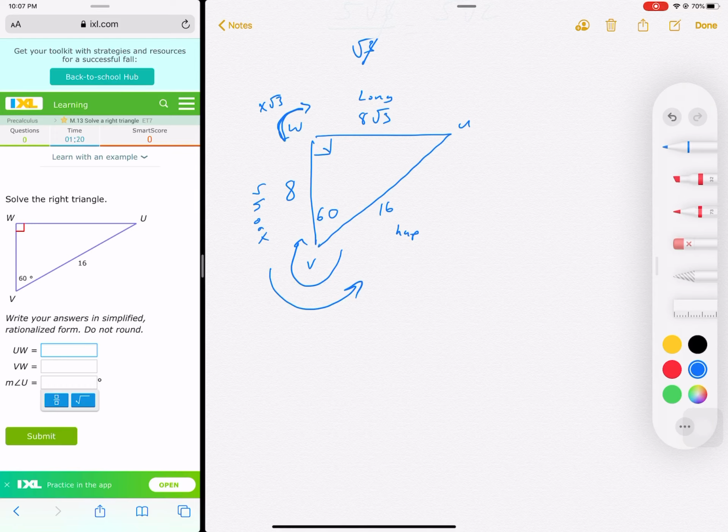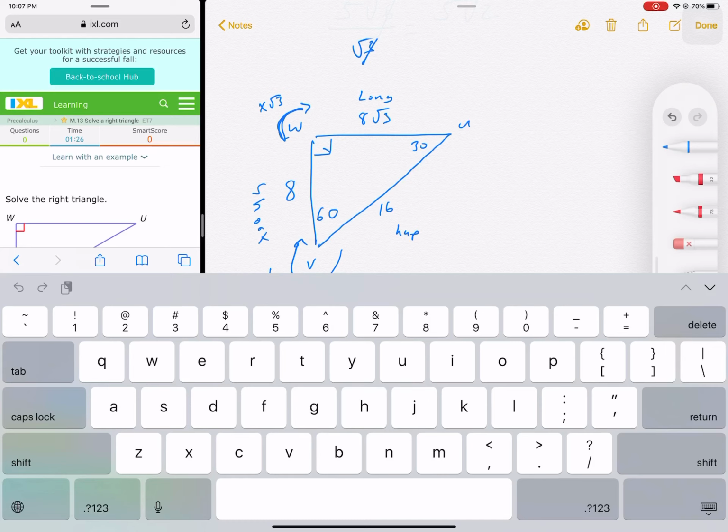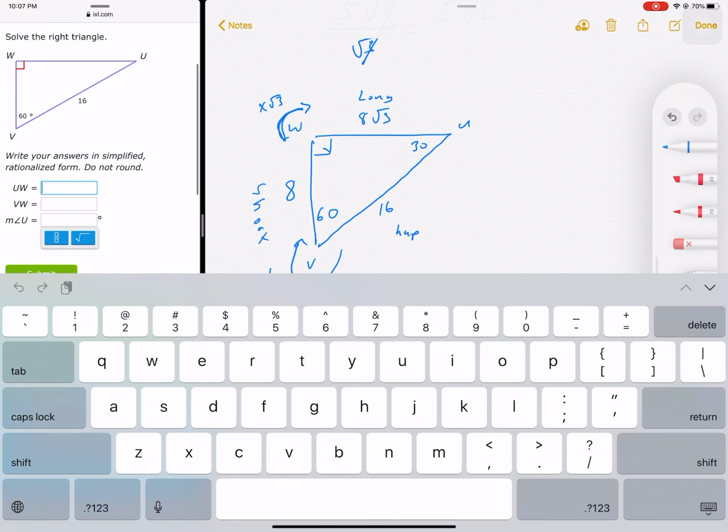So also we know the angle is 30 degrees. If you fill this out, the top side is going to be 8 radical 3. The left side, VW, is going to be 8. And the angle we're missing in U is going to be 30 degrees. Again, the key to solving these problems is knowing the relationships between 30, 60, 90s and 45, 45s, so you can go forward and backwards very quickly.